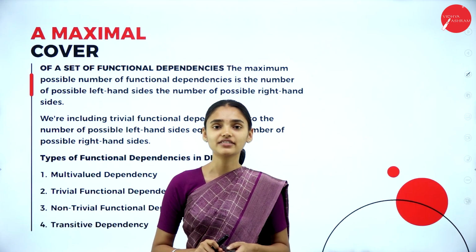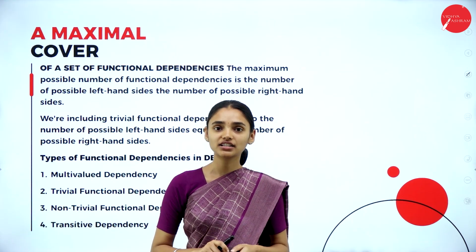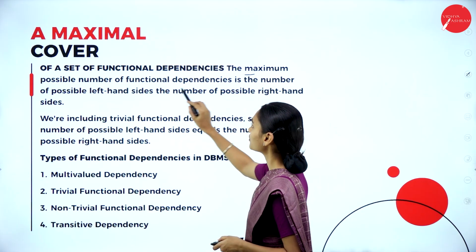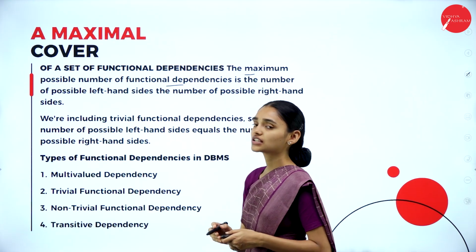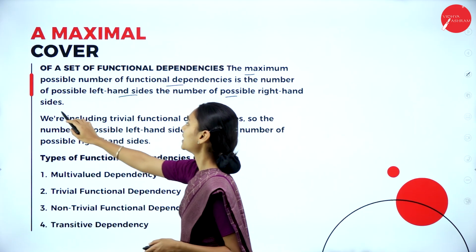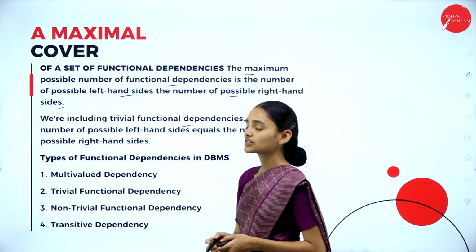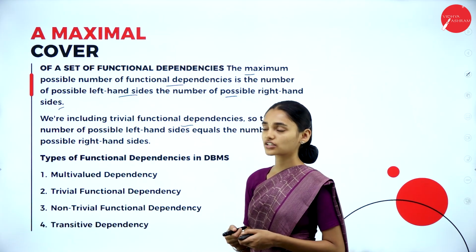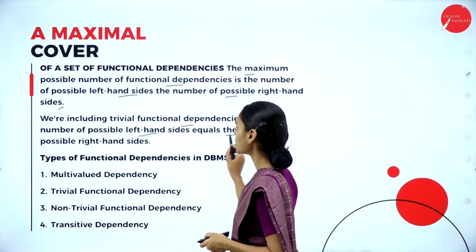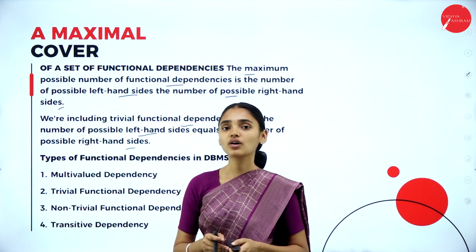Next is maximal cover. In maximal cover, every dependency on the left-hand side should be a single attribute. Here, the maximal possible number of functional dependencies is the number of possible left-hand sides and the number of possible right-hand sides. We are including trivial functional dependency. So the number of possible left-hand sides equals the number of possible right-hand sides, meaning LHS must be equal to RHS.